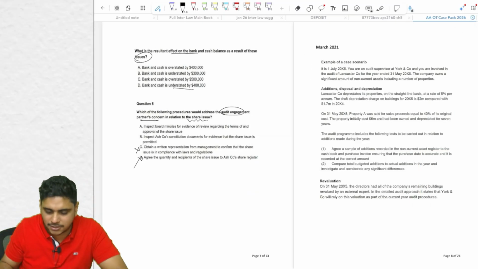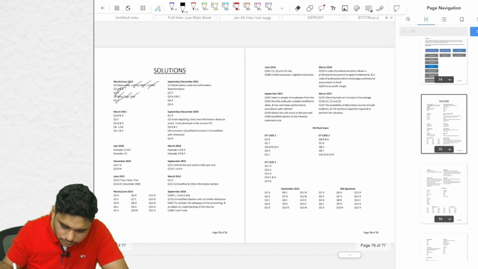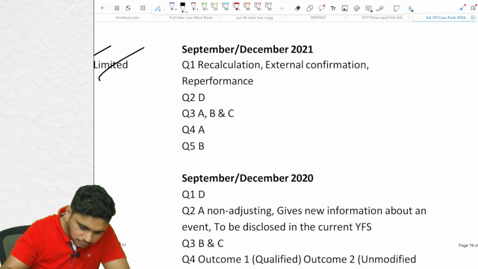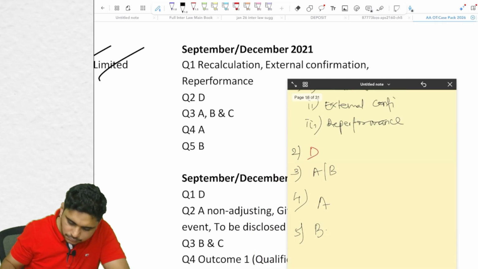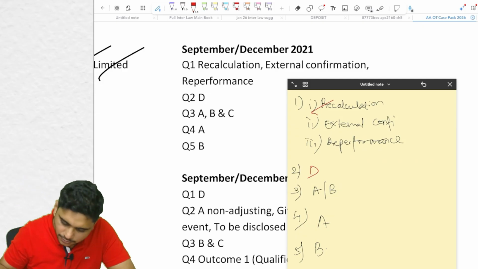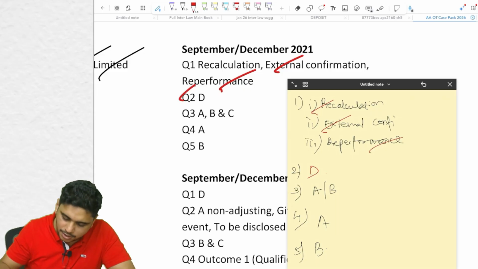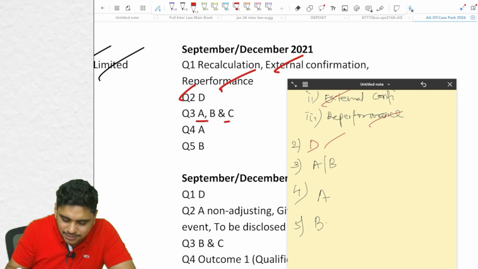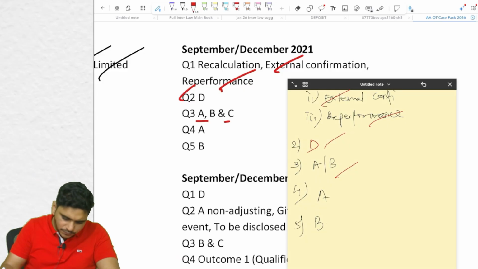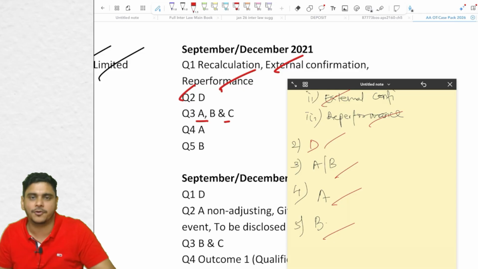Over. Let's check the answer. First one, recalculation. External confirmation. Reperformance. 2 is D. For 3 they have given A, B and C also, but I told you A and B look logical because they have asked for 2. So there's a mistake in the question there. 4 is A, 5 is B. Over. Let's check one more, right?